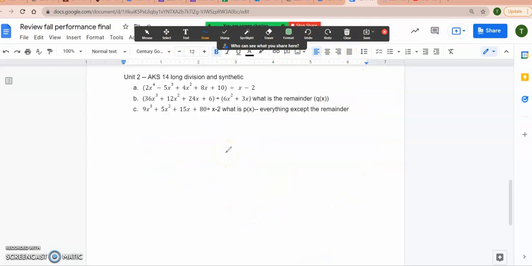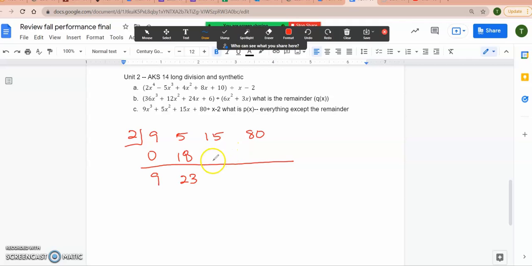Last thing, you're going to divide, and it's asking everything except the remainder. So you can use synthetic or you can use long division. I'm going to do synthetic because y'all hate it. All right, so I'm going to list out my coefficients. Sorry, that bell. All right, again, adding going down, multiply, add, and 5 plus 18 is 23.